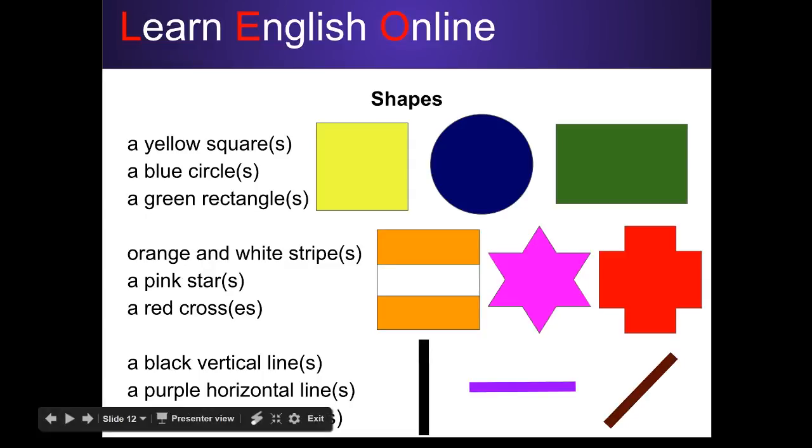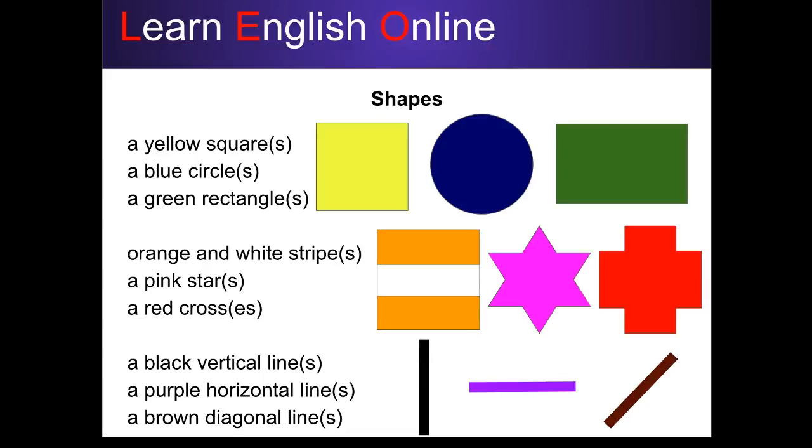And here we have a diagonal line. It's going diagonally from left to right. It could go diagonally from right to left, okay? But it's diagonal. It's not straight up or down, it's diagonal. This is straight up, this is straight across, this is diagonal. So we've got a black vertical line, a purple horizontal line, and a brown diagonal line.